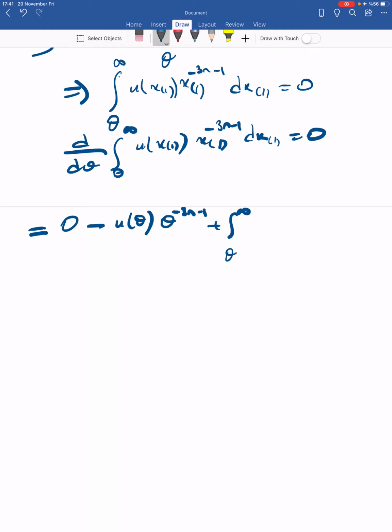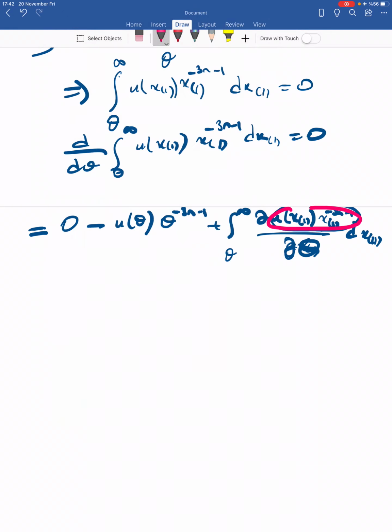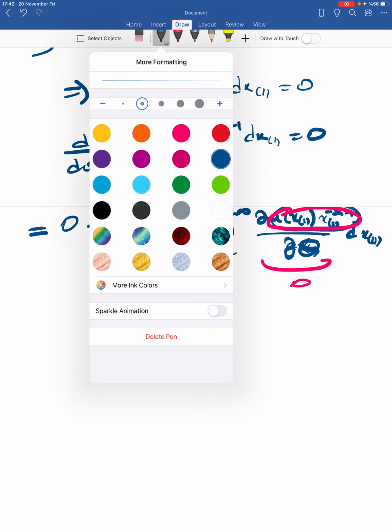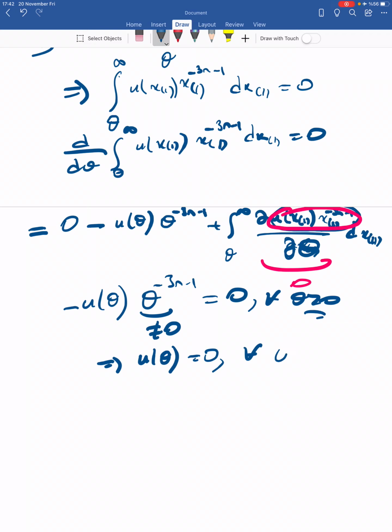the integral from theta to infinity. Take the partial derivative of this one, minus 3n minus 1, x1, this should be theta, partial derivative. This should be x1. So since the terms that we have here don't have any theta term, this term is 0. Okay, then what we have? Minus theta to the minus 3n minus 1. So this should be 0 for all possible values of theta. So this part cannot be 0 because it's positive. So what we have here is u(theta) is 0 for all possible values of theta.